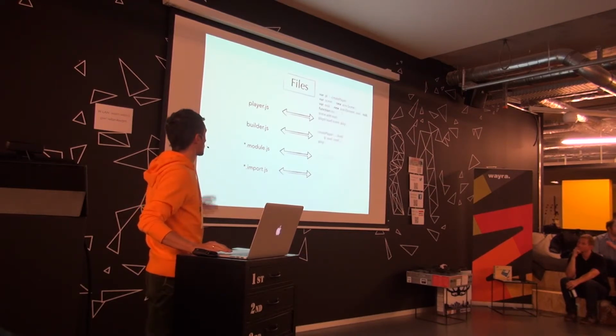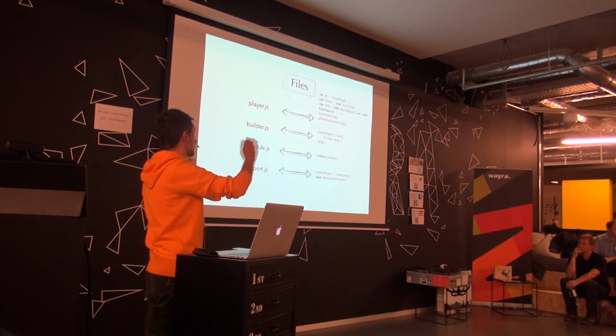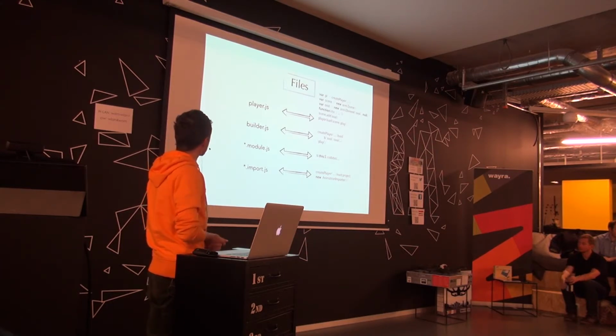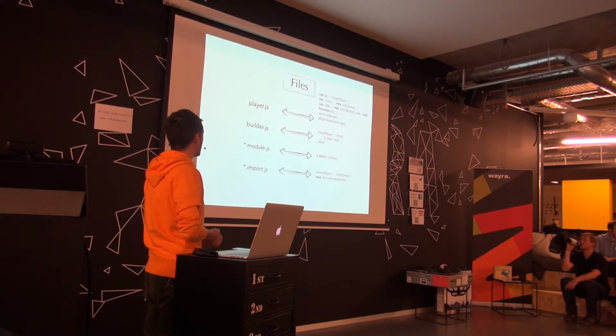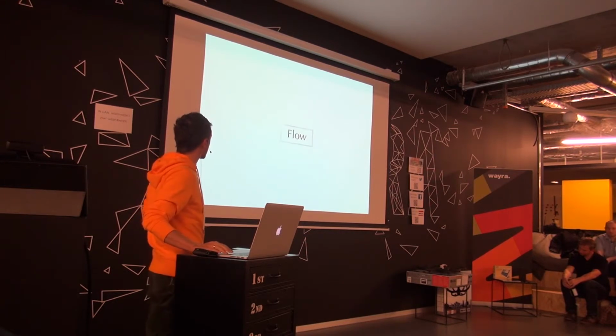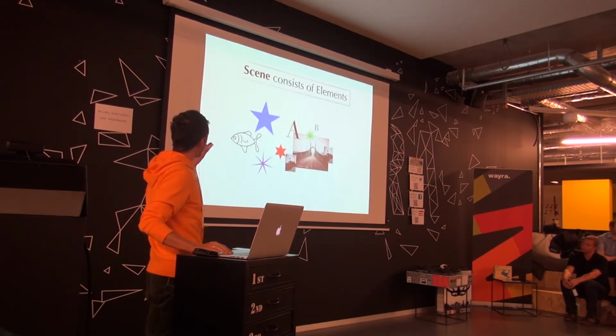These are just examples of code. In the player itself, everything takes a lot of lines. With the builder, it takes much less. Modules provide some cool things like collisions. Collisions is actually a module, and importers allow you to import different scenes. That's how it works inside.